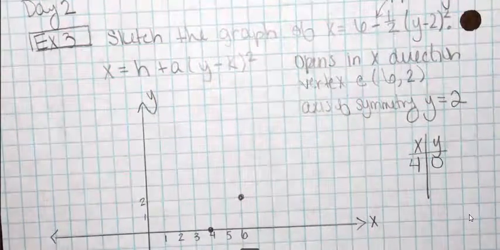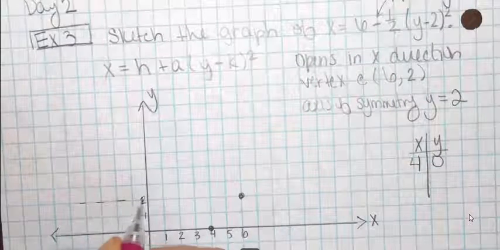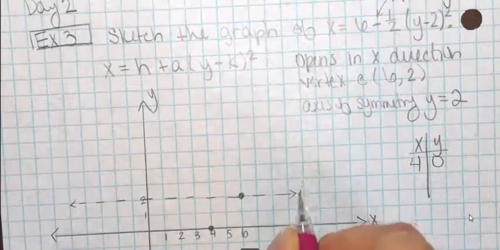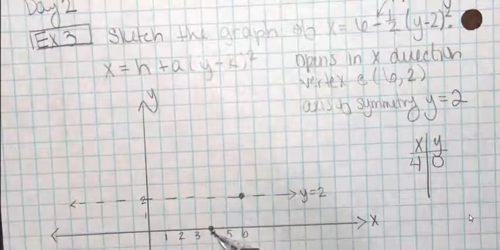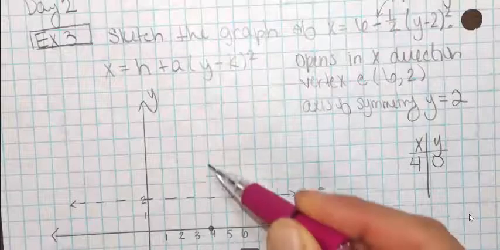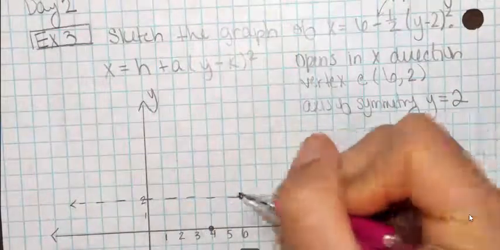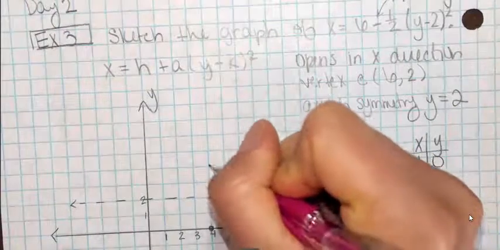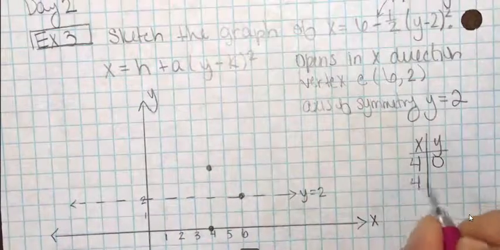Now my axis of symmetry, like we said, was going to be at y equals 2. So I'll go ahead and put a little dotted line there for my axis of symmetry. Which means that anything on the bottom of that line will be reflected and be exactly the same on the top. So (4, 0) is a point, but so will (4, 4) be, because that would be symmetrical. Okay, so (4, 4) is going to be another point.